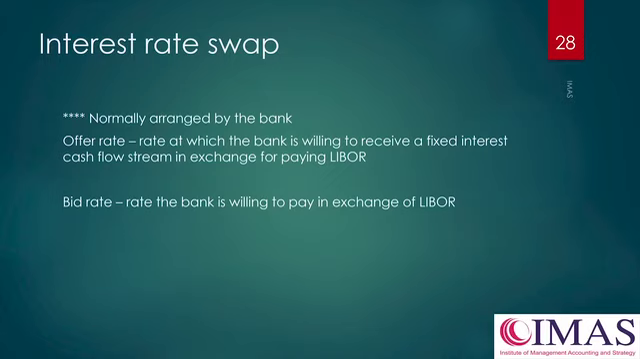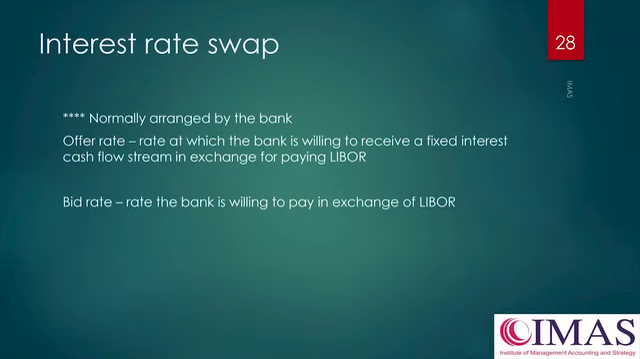An offer rate is the rate at which the bank is willing to receive a fixed interest cash flow stream in exchange for paying LIBOR. So with an offer rate, the bank will be paying LIBOR, and then they receive a fixed interest rate. The bid rate is the rate at which the bank is willing to pay in exchange for LIBOR. So in the bid rate, the bank is the one paying a fixed amount, and then they receive LIBOR. How it works is the bank always has to benefit.